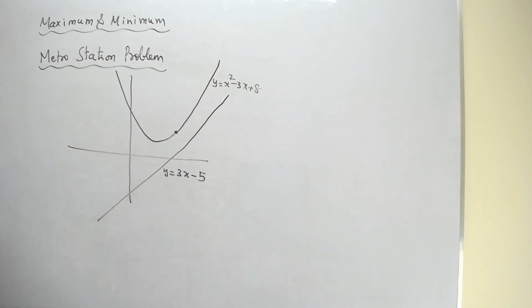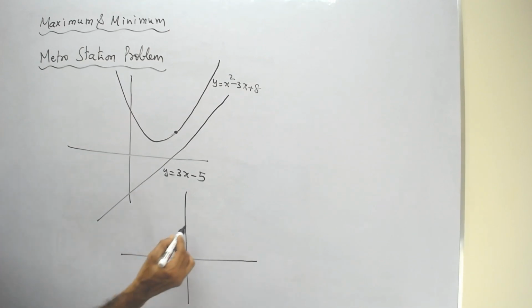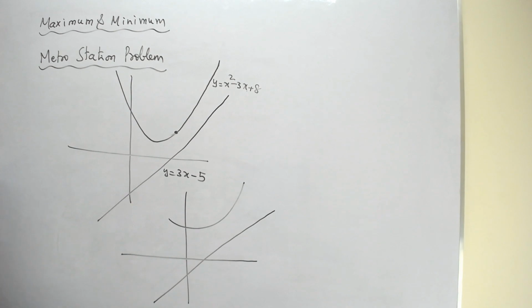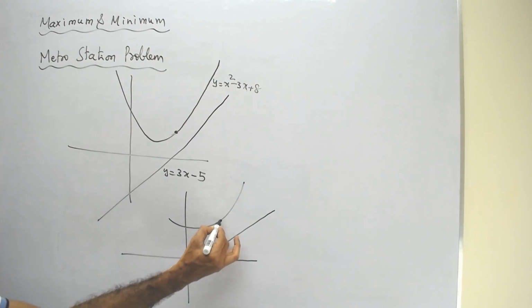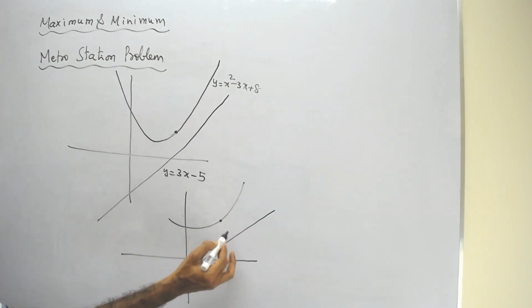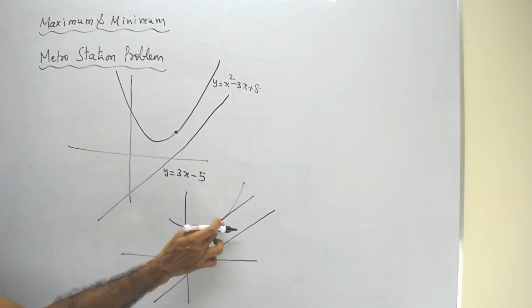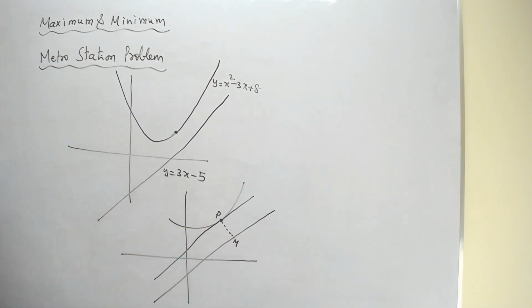Now there is one very interesting concept here. Assume that there is a curve like this, and a straight line like this. If you want to find a point on this curve which is closest to this line, we have to find a point on this curve such that at that point the tangent is parallel to this line. When you find a point where the tangent is parallel to the line, that point is the closest. If I call this P and this M, PM is the shortest distance between this curve and the straight line.